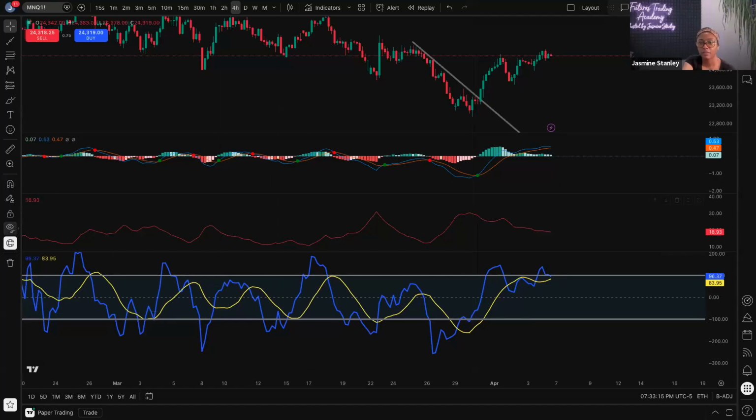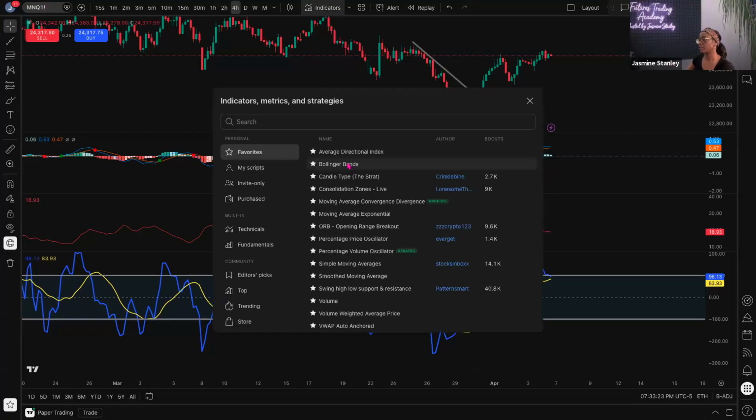Hold on. So Kia, you said ADX was average directional line, right? It was average directional index. Here it is, right here. Average directional index. ADX.